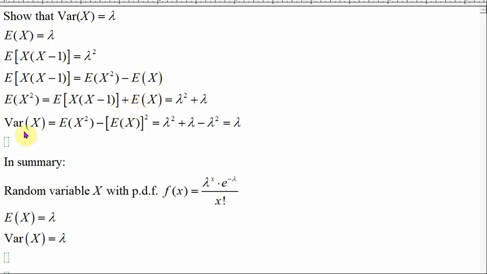The variance of x is the expected value of x squared minus the expected value of x, squared. So we get lambda squared plus lambda, and then minus lambda squared, and so we get lambda. And so in summary, for the random variable x with the Poisson distribution, the expected value of x is lambda, and the variance of x is also lambda. And now let's work an example.